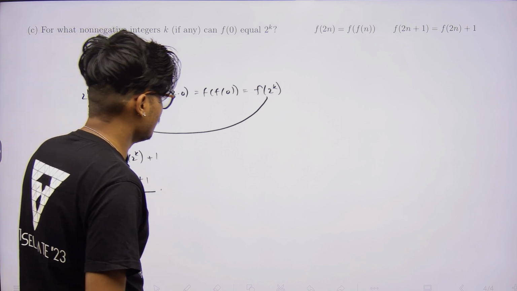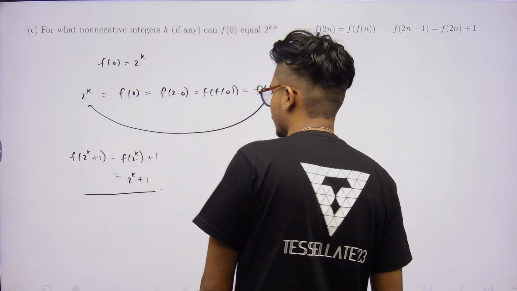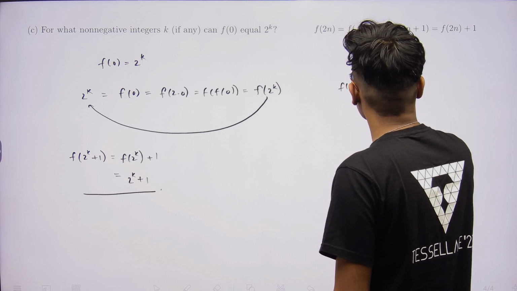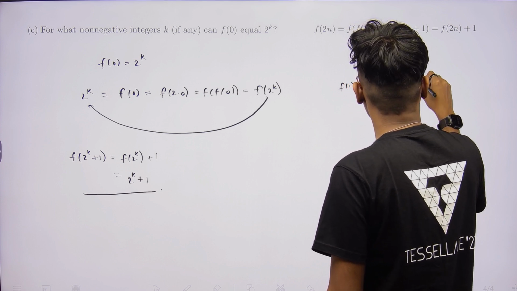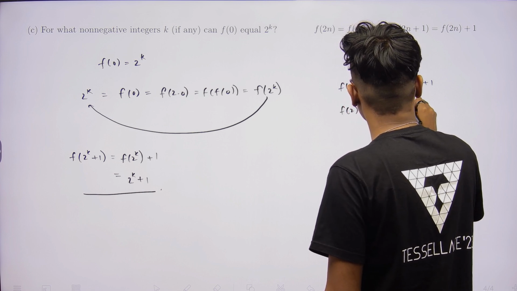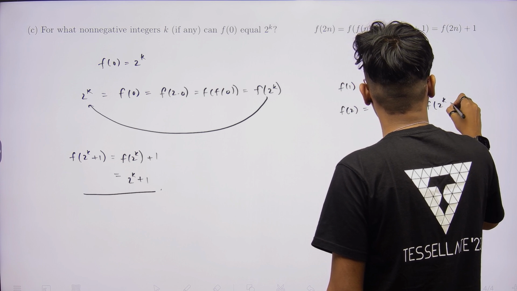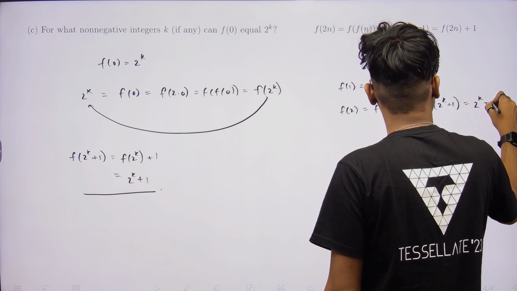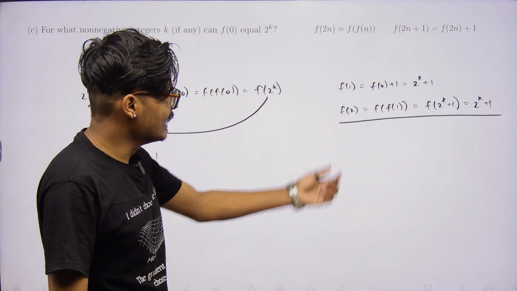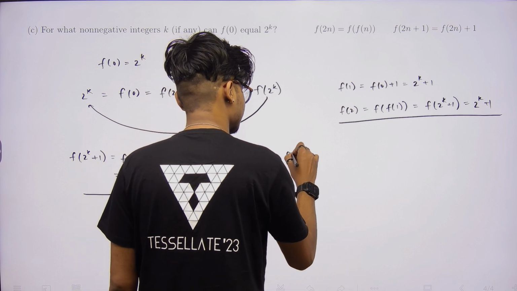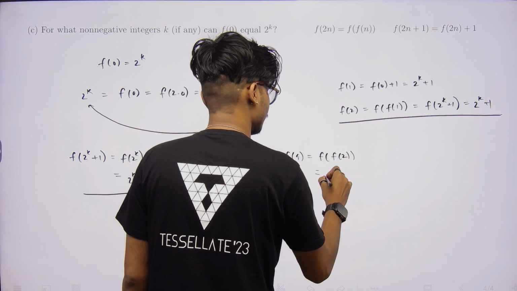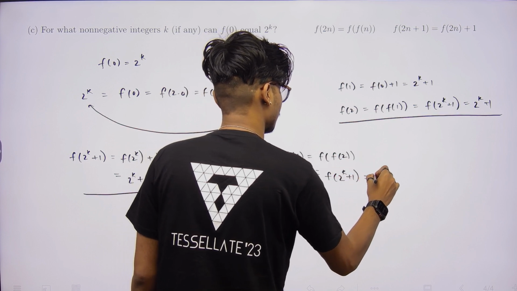Okay, so now let's see if we can find the values of f of 1 and f of 2. f of 1 is just going to be f of 0 plus 1, which is 2 power k plus 1, and f of 2 is f of 1, which is f of 2 to the power k plus 1, which we know is 2 power k plus 1. Okay, so we get these two base values. Now using f of 2, can we find the value of f of 4? Let's see. f of 4 is f of 2, which is f of 2 power k plus 1, which is 2 power k plus 1.